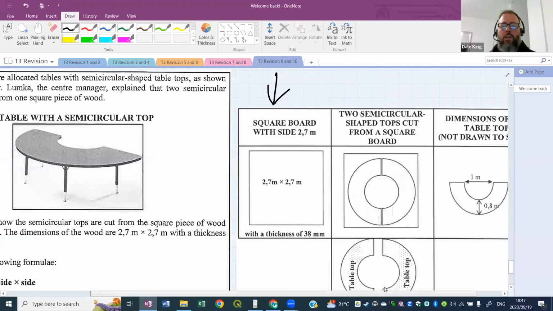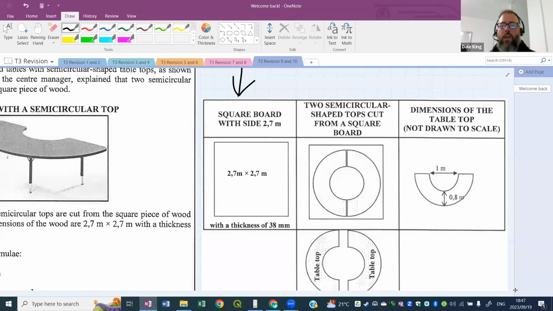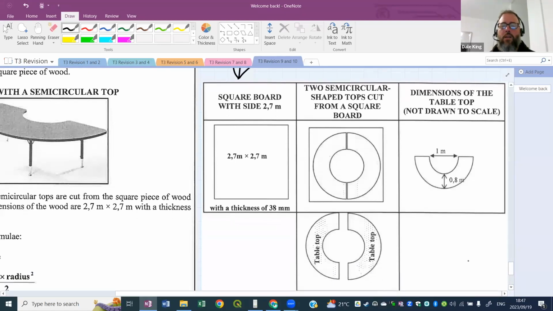So this is the diagram to show how they measure and cut out the tabletops. Step number 1 is you get a square piece of wood. Step number 2 is you draw that shape on the wood. Please don't fret about the gap in the middle. Step number 3, that's what it looks like when one of those semicircles is cut out and you've got dimensions there, and they say, guys, the drawing is not to scale.